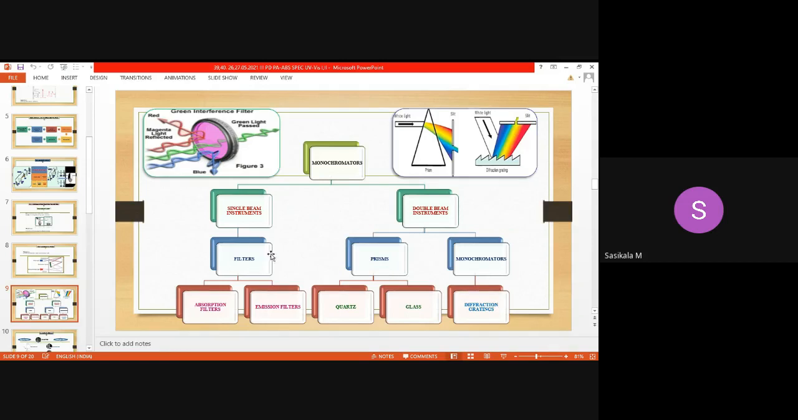Now let's see the mechanism behind each monochromator. First, let's see what a filter is and how filters function. You can see the filter here, a green interference filter. Red, green and blue light are passed to it, where it avoids the red and blue light and only allows the green light. This is what the filter does. It selects only the wanted radiation, while reflecting or eliminating other radiations. Interfering radiations are eliminated, and only the required radiation is filtered.